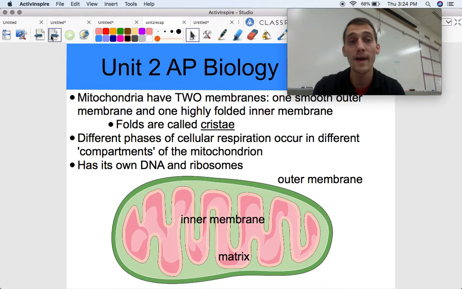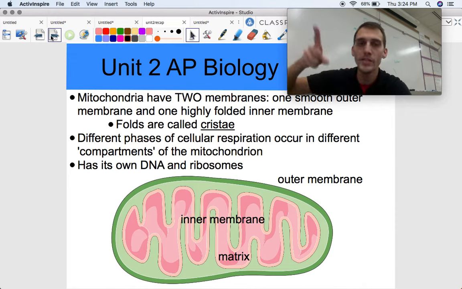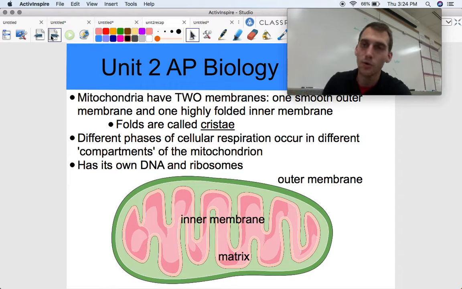An example of which is a mitochondrion. The mitochondrion has two membranes. One is an outer membrane that allows stuff in and out of the mitochondrion that's smooth, and then it has a super foldy inner membrane, highly folded, and those folds are called cristae.